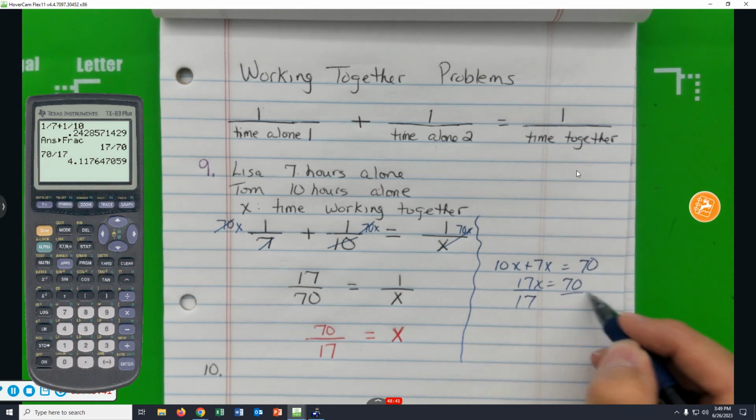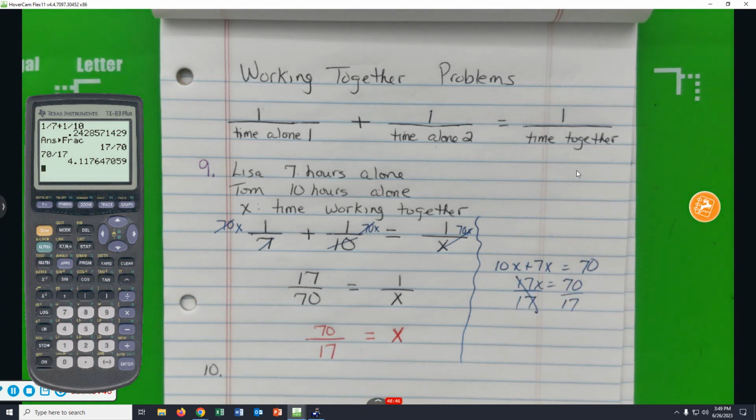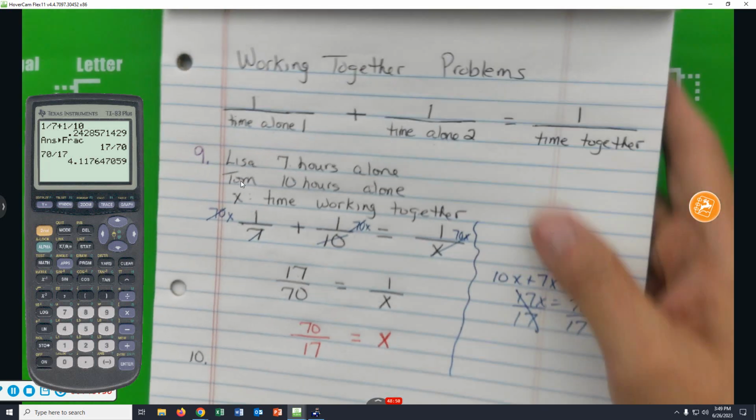I don't know, maybe that's how I should have done it. I just like to add them up and flip. I do too. That's how we're going to do number 10, if number 10 is like this.